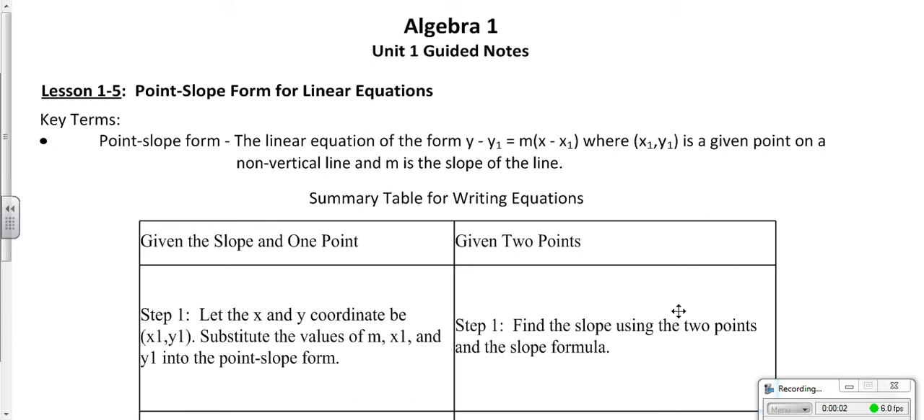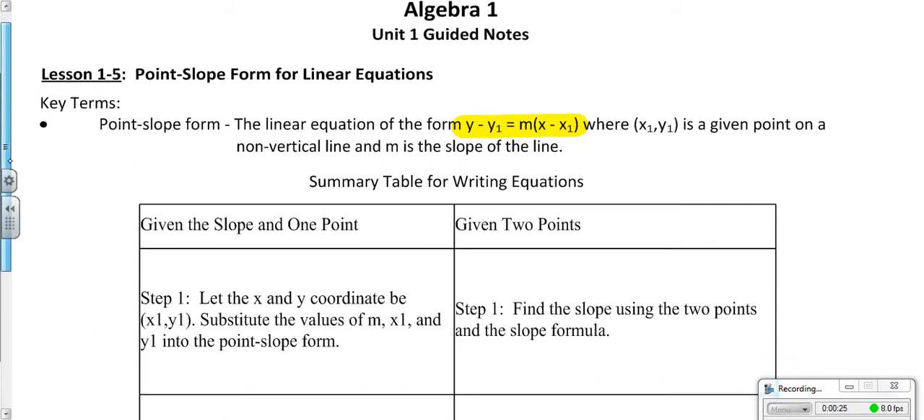Lesson 1.5, Point-Slope Form for Linear Equations. Point-slope form is a nice form to use when you're given certain types of information. The official form of point-slope form looks like this, where (x1, y1) is a point given to you, and then they would also give you the slope of the line, m.